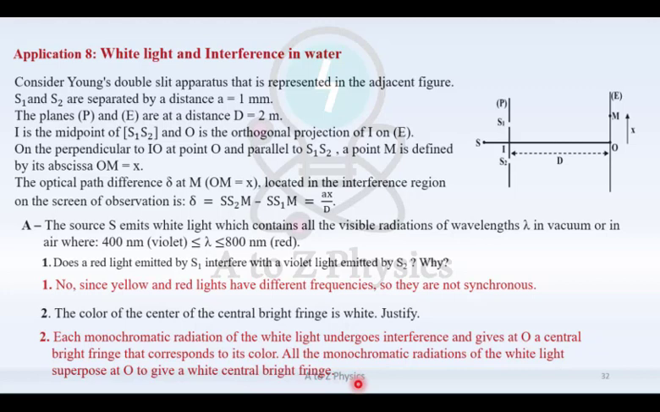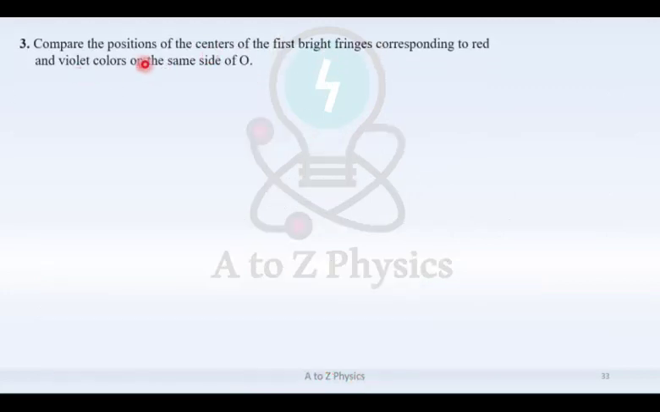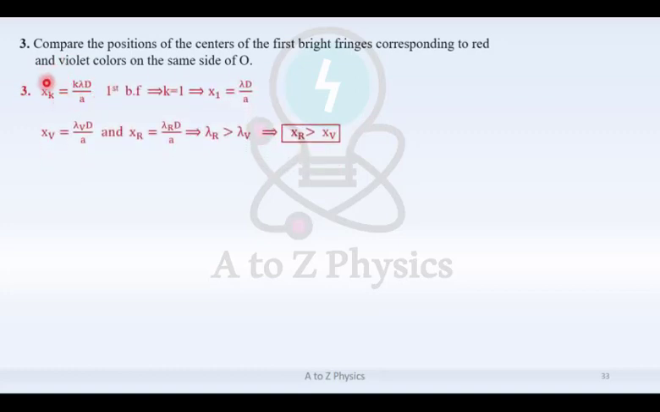All the monochromatic radiations of the white light superpose at O to give again a white central bright fringe. Part 3. Compare the positions of the centers of the first bright fringes corresponding to the red and the violet colors on the same side of O. The position of any bright fringe is x equal to k lambda d over a. For the first bright fringe, k equals 1, so x1 equals lambda d over a. Since lambda red is greater than lambda violet, x red is greater than x violet, so the position of the first bright fringe for the red color is greater than that for the violet color.